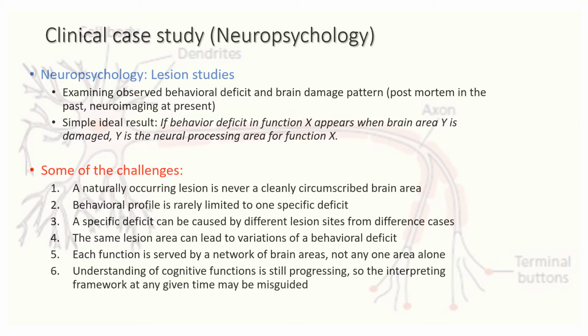Sometimes it can be really difficult to figure out where this is coming from, and if a person has more than one lesion, then we really have difficulty figuring out what part of the brain is responsible for a specific deficit.